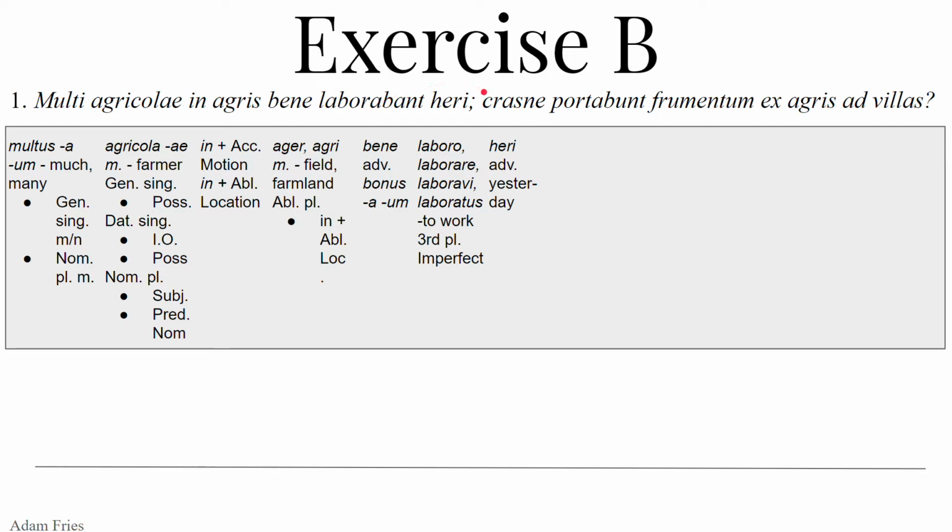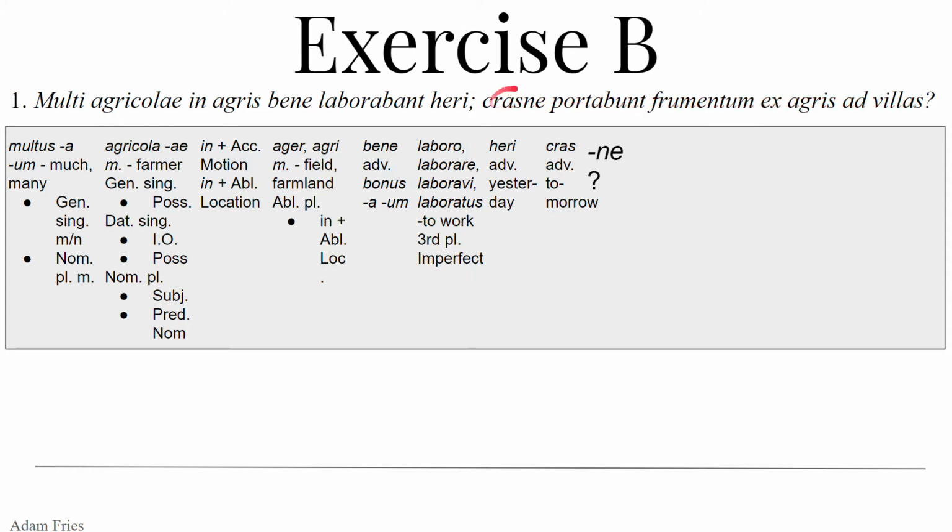After the semicolon, we have crasne portabunt frumentum ex agris ad villas. So we have crasne. That looks kind of weird. Crasne? It's actually just cras, the adverb meaning tomorrow. Not yesterday, but tomorrow. And then ne, the enclitic ne, which is added to the first word to indicate that we're asking a question. This has now become an interrogative, a question. We're asking a question here.